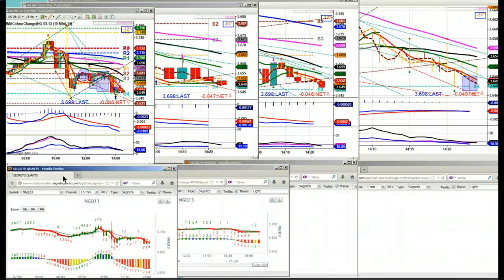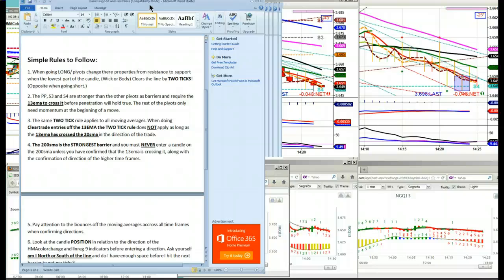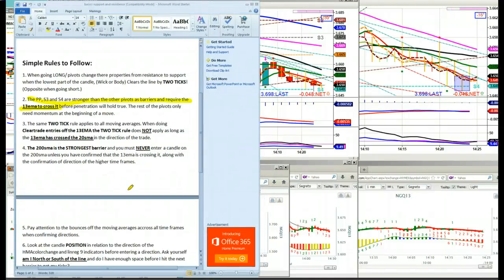So, per our support and resistance rules, remember those little rules? What rule are we obeying on the list? The stronger barriers, the S3, S4, and the PP. This is, and you must wait for the 13 EMA to cross it. So even though things look red, and they might even go through, you can't grab everything.